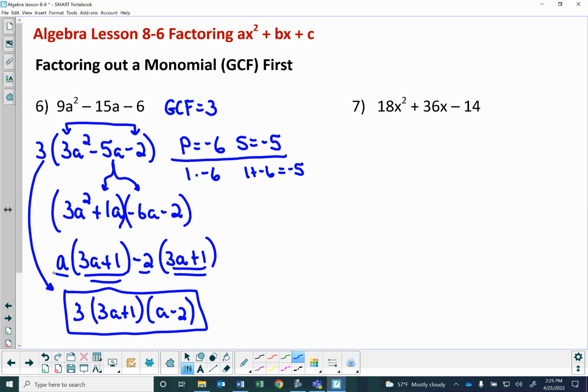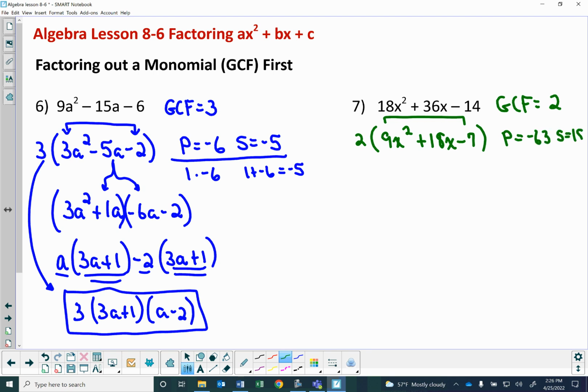Number 7. 18x squared plus 36x minus 14. Greatest common factor here. I'm looking at that going another all even, so 2. Because 6 goes into 18 and 36, but it doesn't go into 14, so it has to be 2. So if I take a 2 out, 18 divided by 2 is 9, so that gives me 9x squared. 36 divided by 2 is 18, so that gives me 18x. Negative 14 divided by 2 is negative 7. So now I need a product of 9 times negative 7, which is negative 63, and a sum of positive 18.